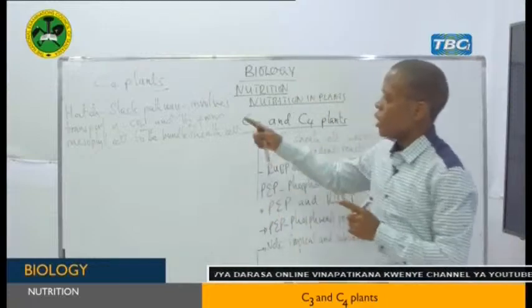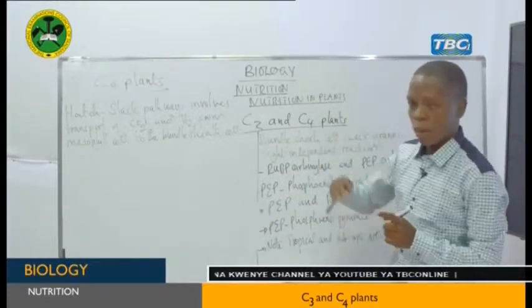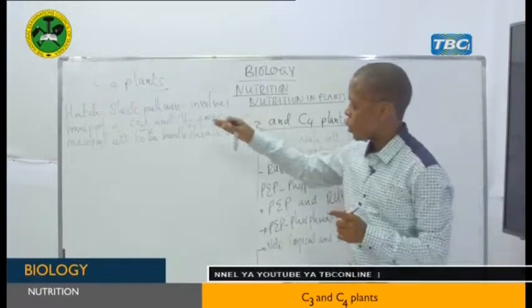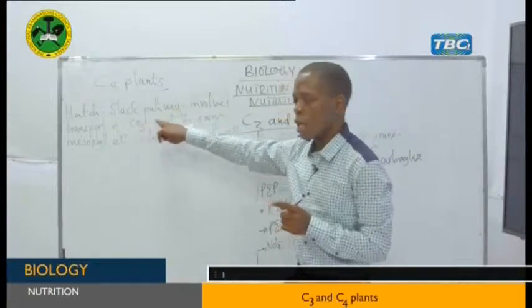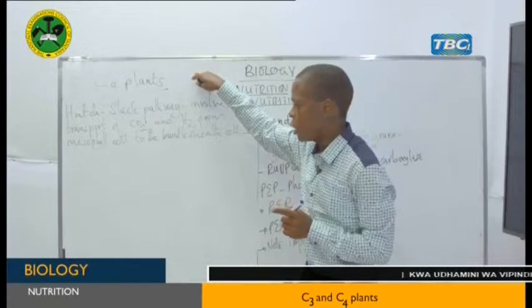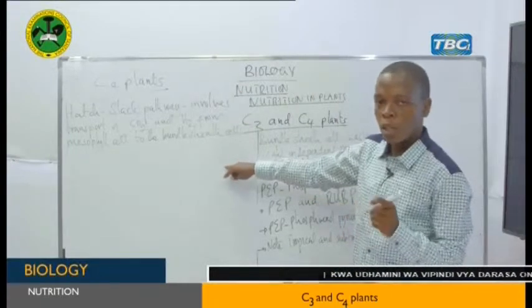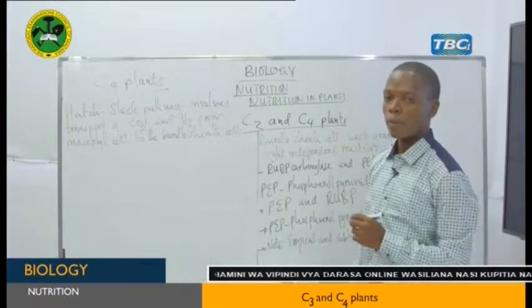As you have said, this C4 plant has two different types of cells, mesophyll and bundle sheath. Therefore, the pathway which involves transport of carbon dioxide and hydrogen from the outer layer of cells, which is mesophyll, to the inner layer of cells, which is bundle sheath, we call the Hatch-Slack pathway.